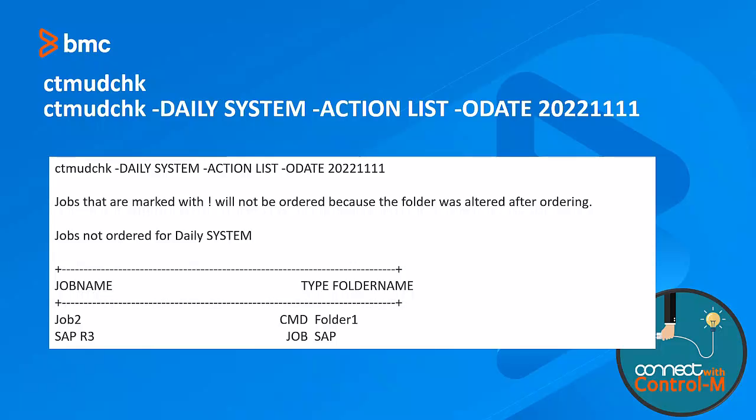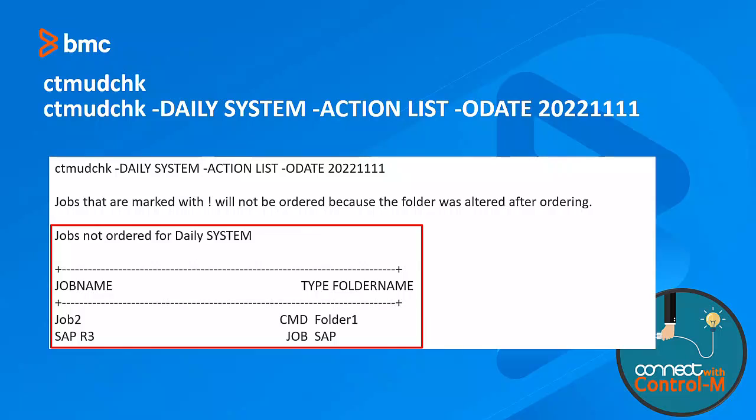Now let's move to the CTM UDCHK utility. This utility can be used to check a specific user daily to see what jobs have not been ordered for today. For example, if there were a problem during a user daily and only some of the jobs got ordered, then you can run this utility for the user daily you want to check in the daily value. And for the action, we will use list to get the list of the jobs that have not been ordered for that specific user daily.